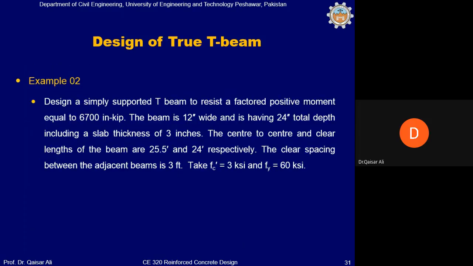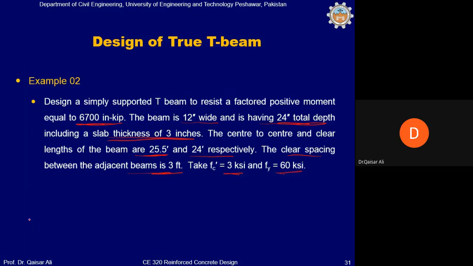Now, this is another example where you are required to design a simply supported T-beam to resist a factored positive moment equal to 6,600 inch-kips. The beam is 12 inch wide and has 24 inch total depth, including a slab thickness of 3 inches. The center to center and clear length of the beam are 25.5 and 24 feet respectively. The clear spacing between adjacent beams is 3 feet. f'c is 3 ksi and fy is equal to 60 ksi.